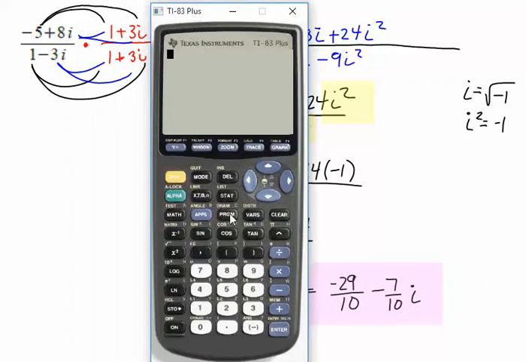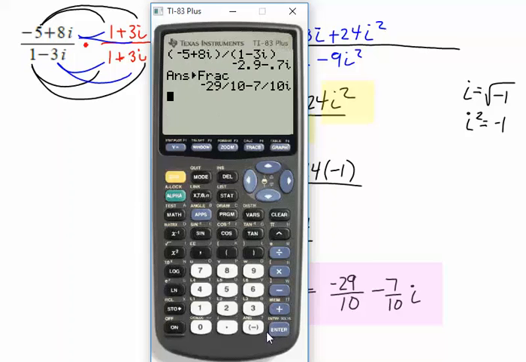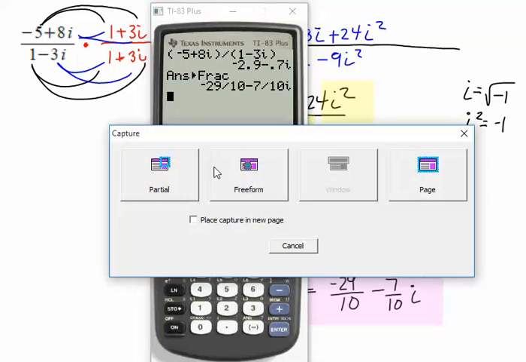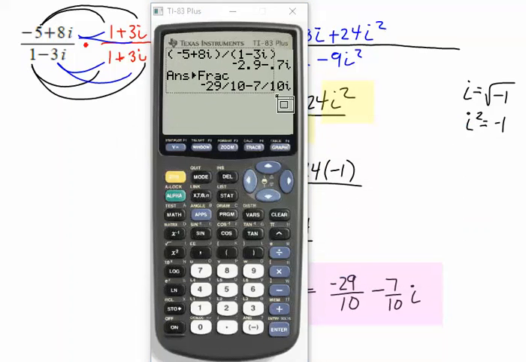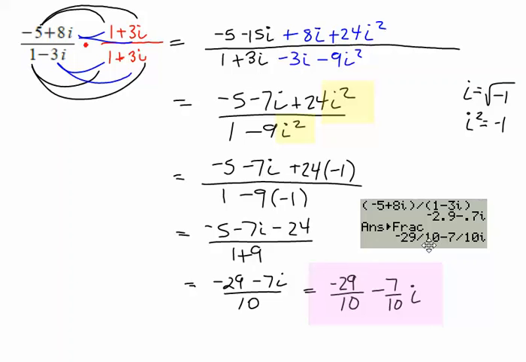I'm going to type in the original problem. Parentheses negative 5 plus 8, remember the i is second decimal point, divided by 1 minus 3i, again second decimal point, hit enter, and then you can go to math, convert to fraction, hit enter, and there it is. So notice we match up negative 29 tenths minus 7 tenths i.